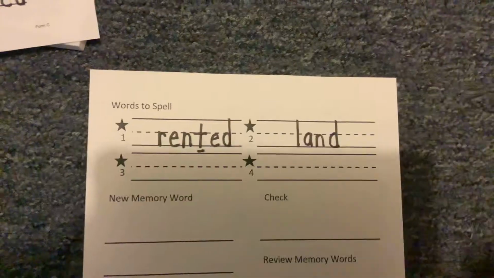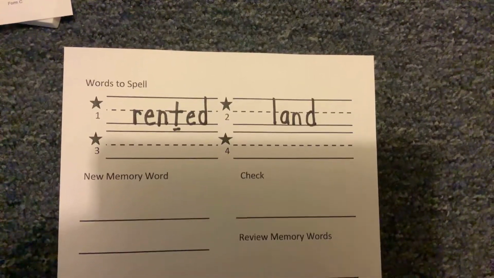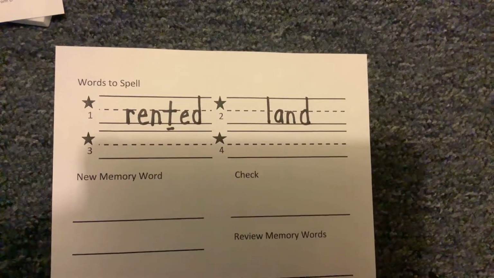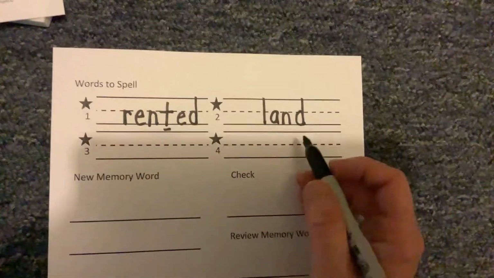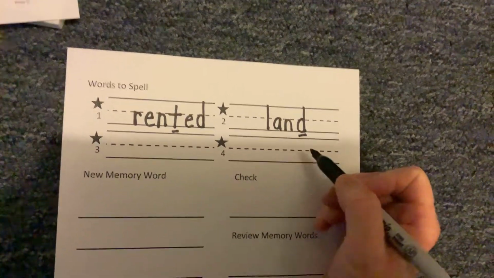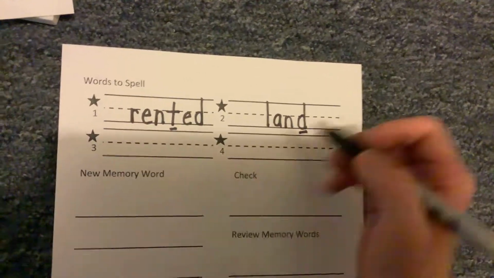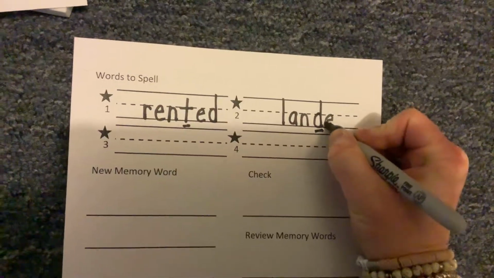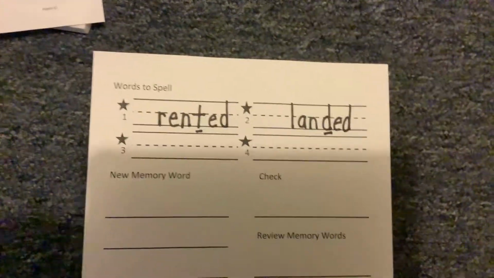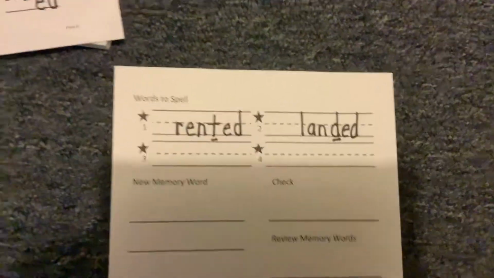Land. But what if we said, yesterday he landed in the mud pile? Maybe he jumped in it and that's where he landed. Landed. Remember, our base word ends in a D, D or T. It happened in the past. ED means it happened in the past. Landed.